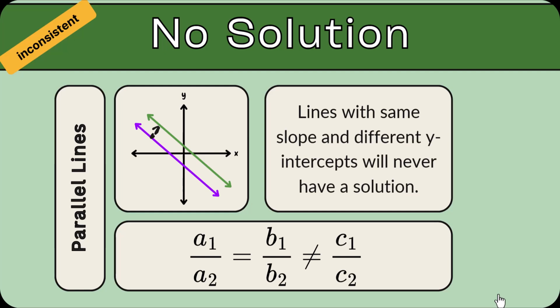So lines with the same slope and different y-intercept will never have a solution. So there is no solution. It is parallel lines, correct? So a1 by a2 is equal to b1 by b2 is not equal to c1 by c2. So we'll do those problems in the exercises.